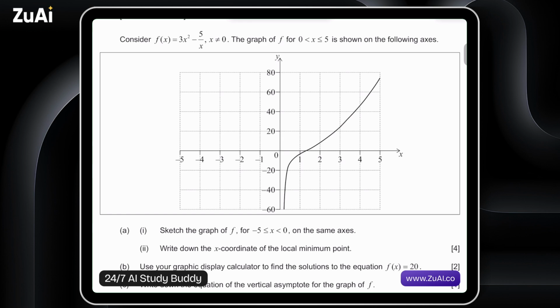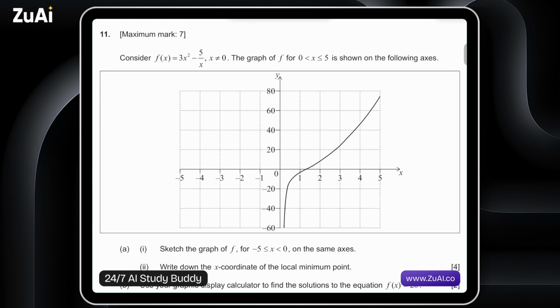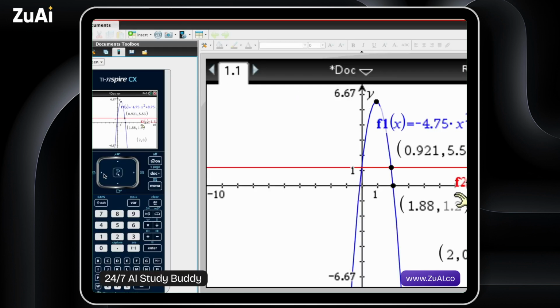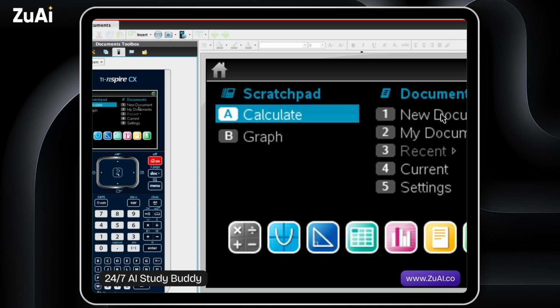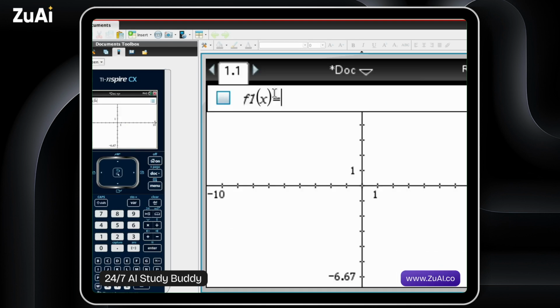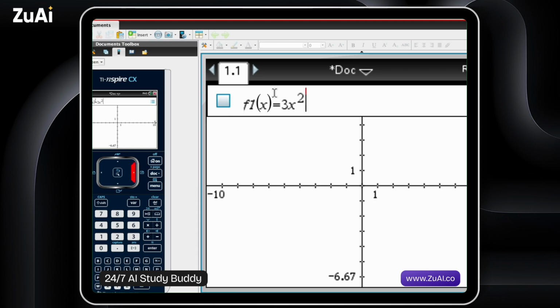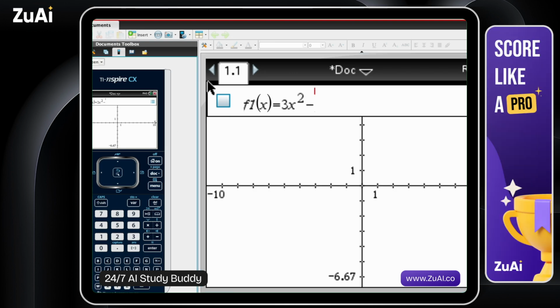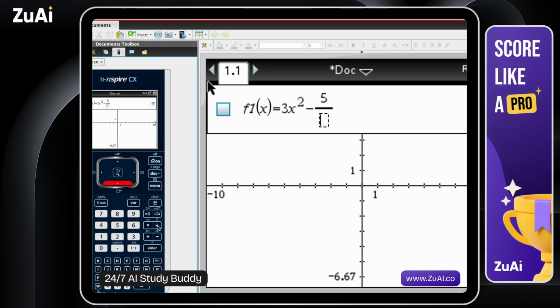This one is going to require, I think, a little familiarity with the graphing window. So let's graph this function and put it into the calculator, and we should be able to complete this section. So let's get a new document, and let's get a graph. Here's our function, 3x squared minus 5 over x.